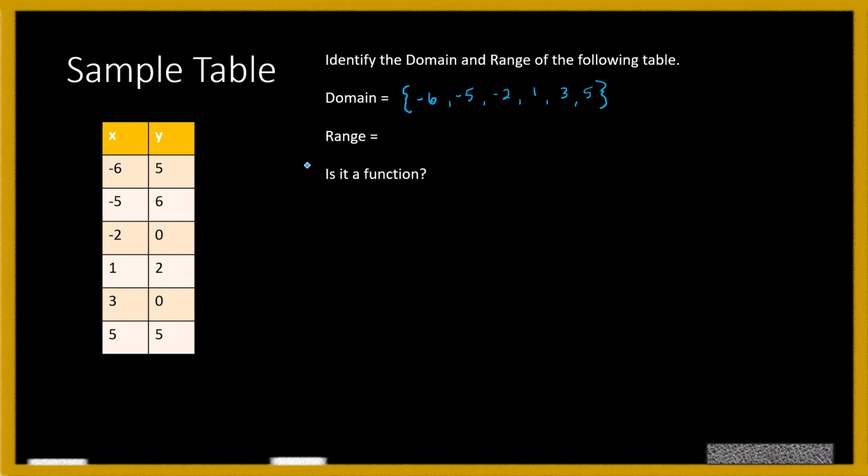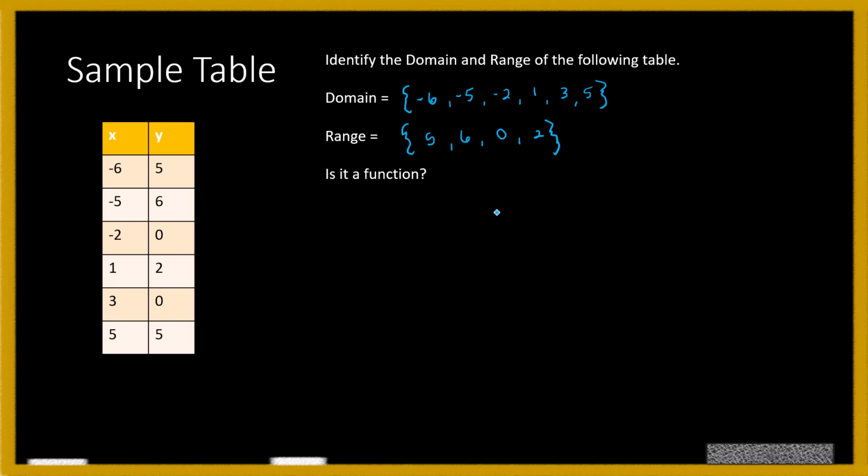Now for the range, we simply look at the y side of the table. We see we have 5, 6, 0, 2. Now 0 is in there twice, so we don't need to write it twice. We only want to write it once. And also 5 down here at the bottom has also been listed at the top, so we don't need that one. We just need these 4.